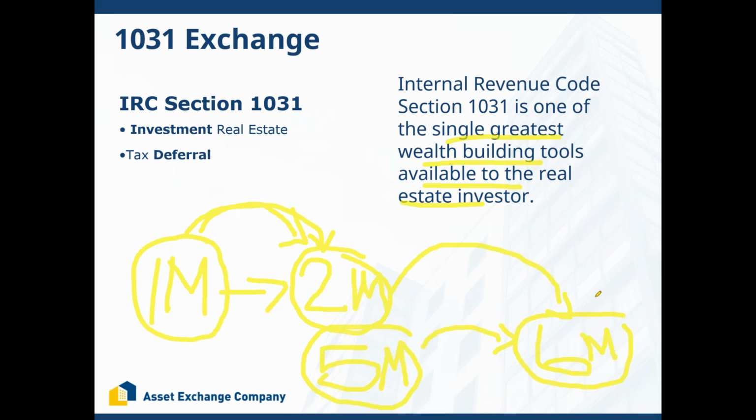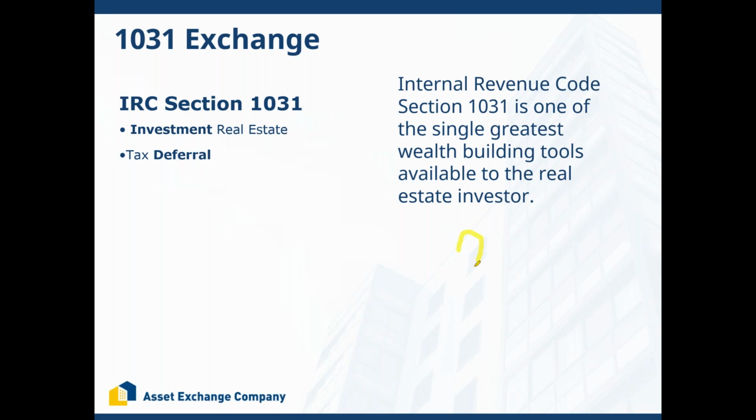Now, the problem is this is a tax deferral. So if I decide to cash out of this $6 million property, guess what? I'm going to pay taxes, right? And I'm going to pay taxes on the profits from this apartment building and all of my other transactions that got me there. So if I cash out of this $6 million apartment building, I might have to pay Uncle Sam a huge tax bill.